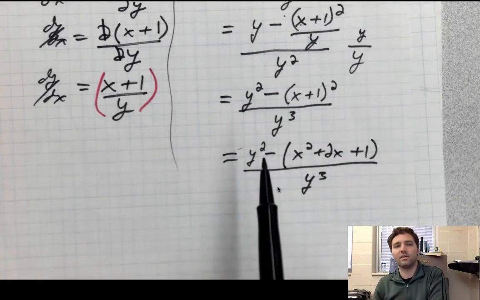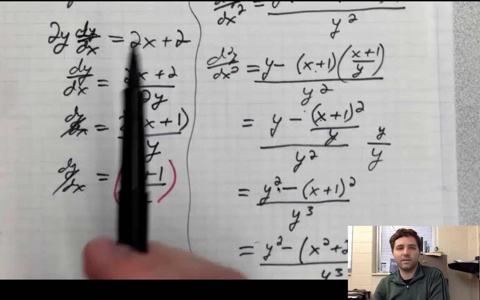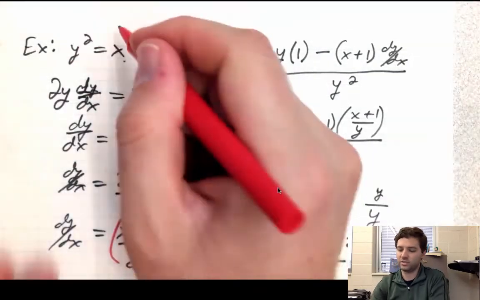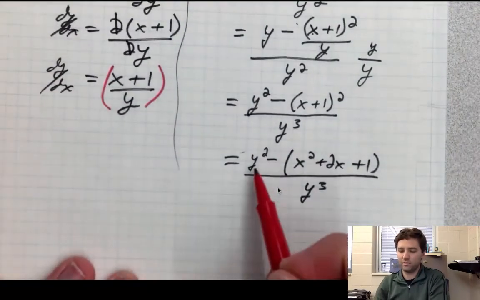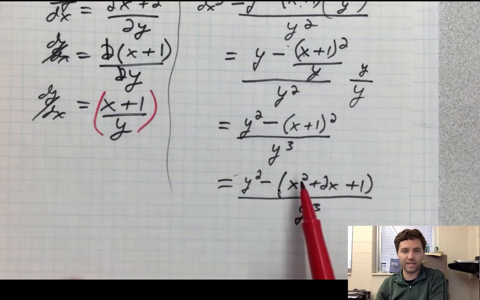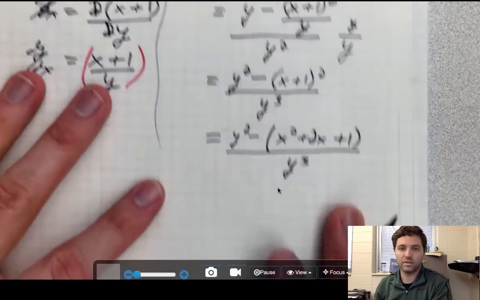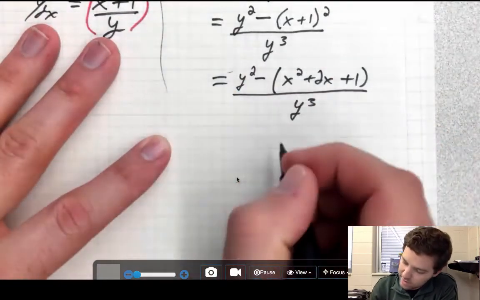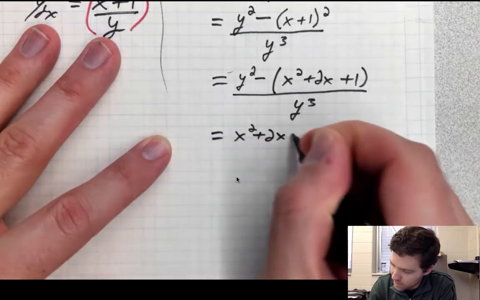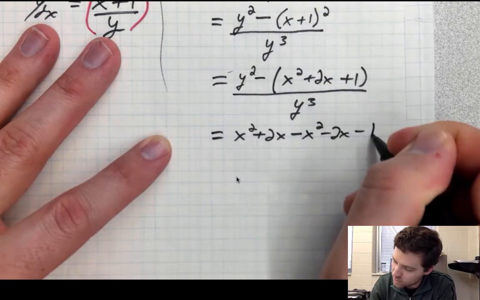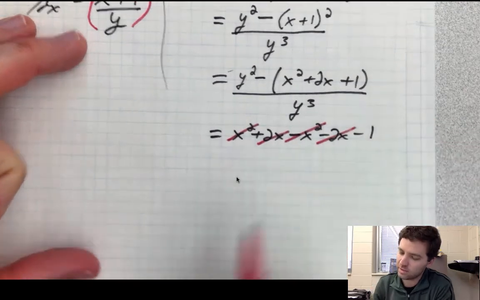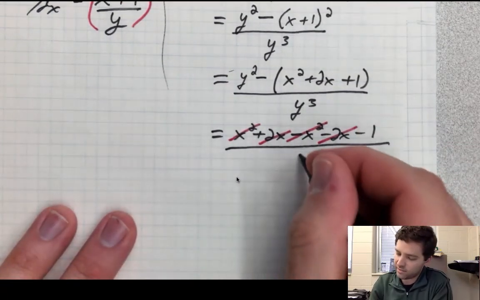Okay, now y squared is the same as x squared plus 2x. So what I can do is I can take x squared plus 2x and plug that in for y squared here. Why would I do that? Because I have an x squared plus 2x here, and I'm subtracting it. So I might get a bunch of stuff to simplify to 0. So let's check and see if that works. So I'll get x squared plus 2x minus x squared minus 2x minus 1, and you can see that, yeah, x squared minus x squared is 0, 2x minus 2x is 0. I got a negative 1 still on top, all divided by y cubed.